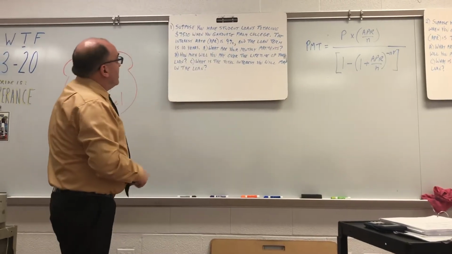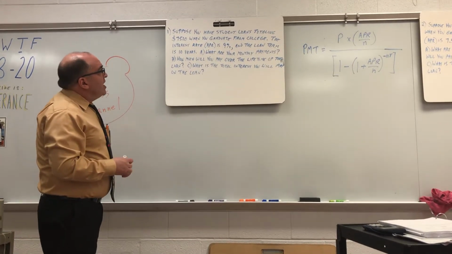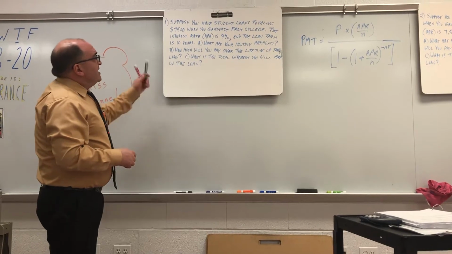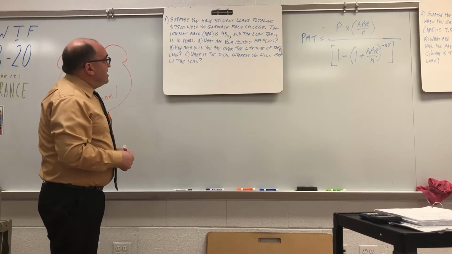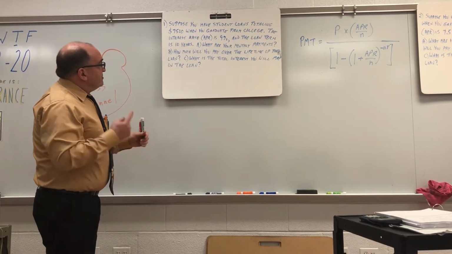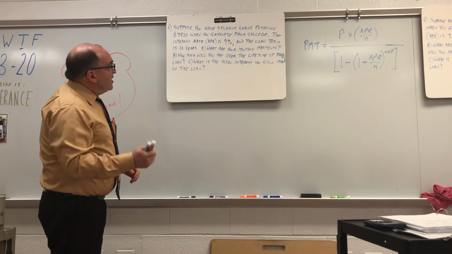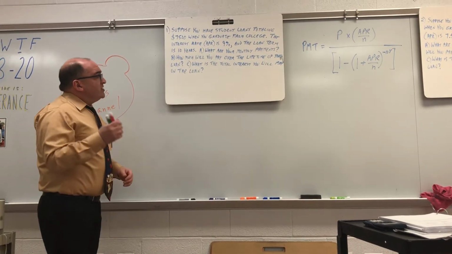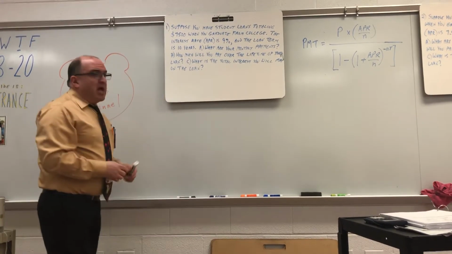Okay, for example, number one, suppose you have student loans totaling $7,500 when you graduate from college. The interest rate, APR, is 9% and the loan term is 10 years. A, what are your monthly payments? B, how much will you pay over the lifetime of the loan? And C, what is the total interest you'll pay on the loan?